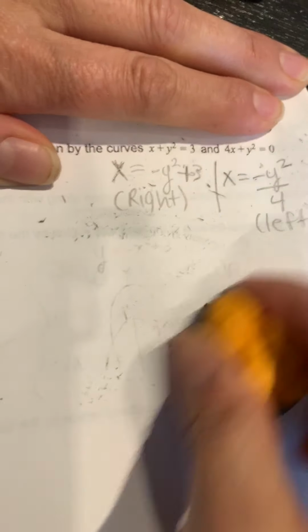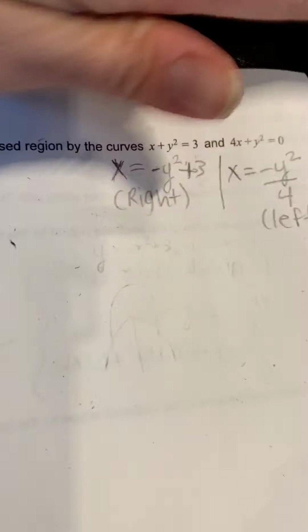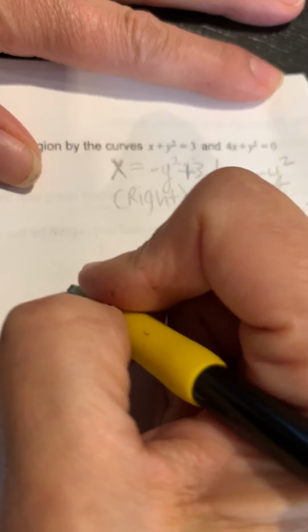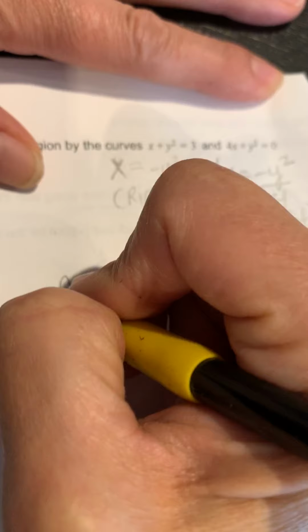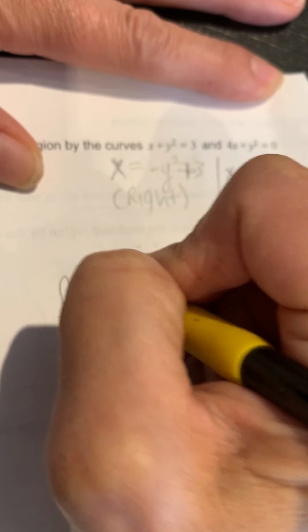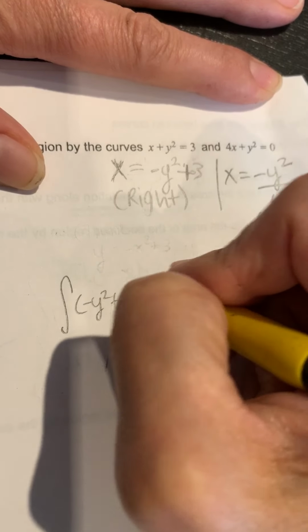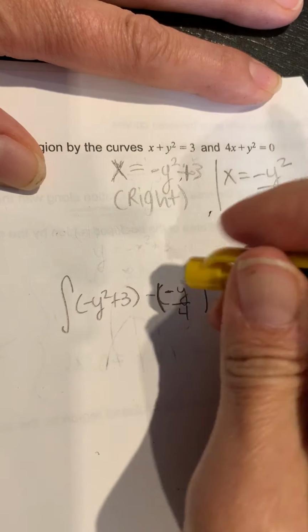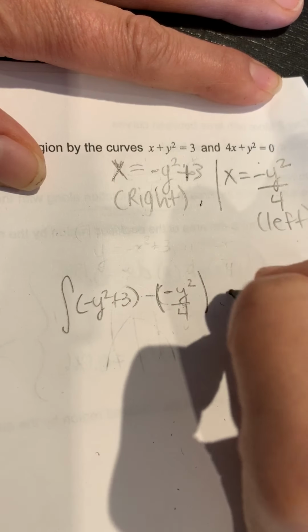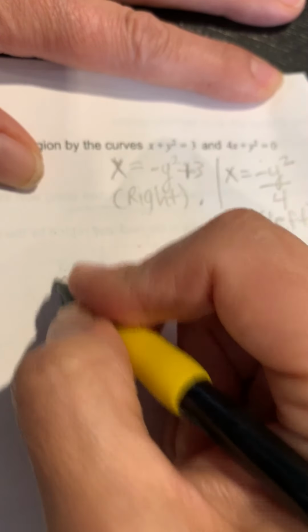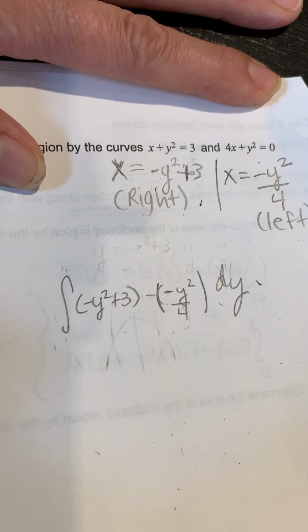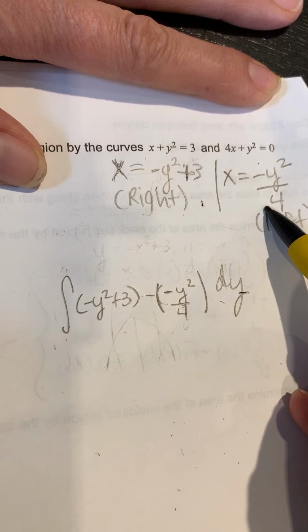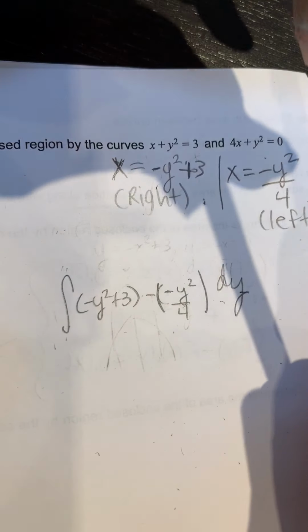So now, since I know which one's on top, it's going to be this one. So it's going to be negative y squared plus 3 minus negative y squared over 4. And this is dy, and now I need these y values, okay? So in order to get those y values, I need the intersection. So once you have x equals and x equals, you can get your intersection, okay?